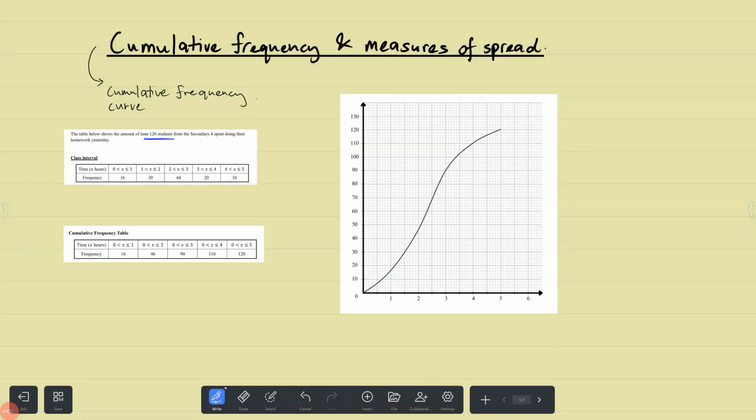So let's read a few columns to understand what's happening. Over here we have 30 students that spend from 1 to 2 hours doing their homework, and here we have 16 students who spend 0 to 1 hours.